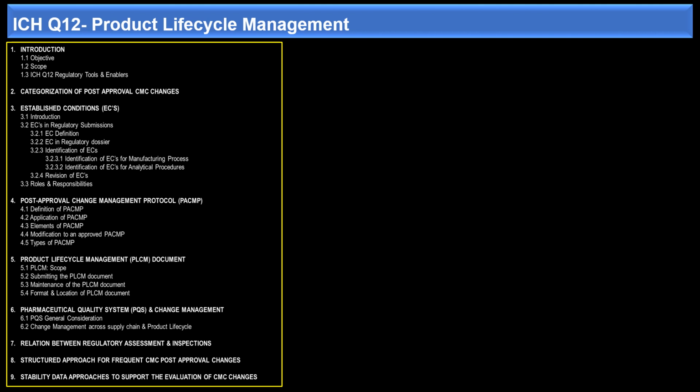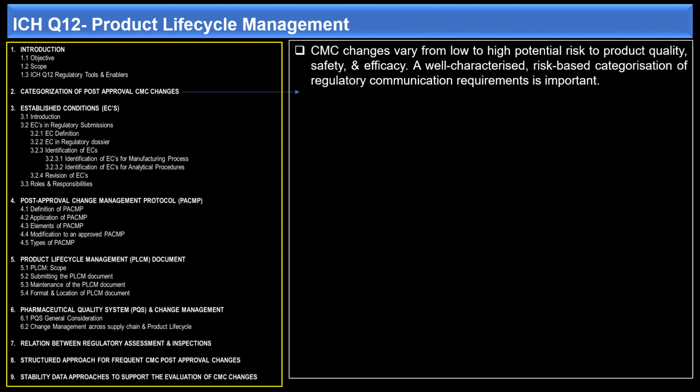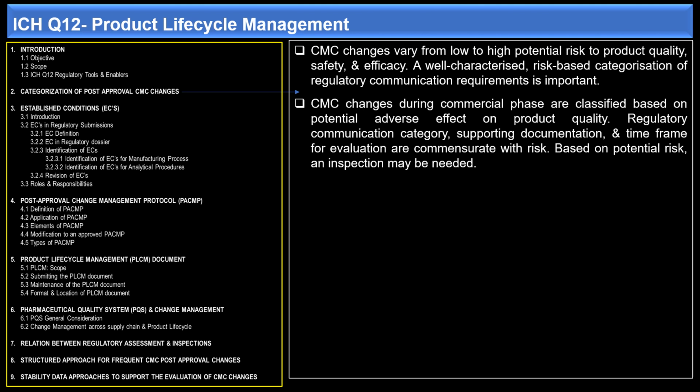Moving to the second point, that is categorization of the post-approval CMC changes. CMC changes vary from low to high potential risk to the product quality. Hence, a well-characterized risk-based categorization of regulatory communication is a requirement and it is very important. CMC changes during commercial phases are classified based on the potential risk to the product quality. So, regulatory communication category, supporting documentation, and the time frame for evaluation are commensurate with the level of risk. Based on potential risk, an inspection may be needed.